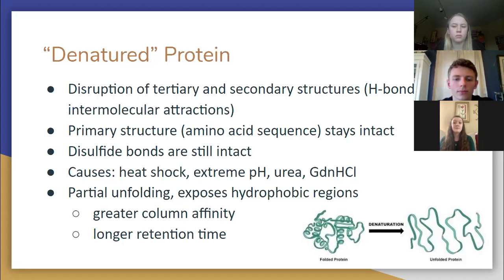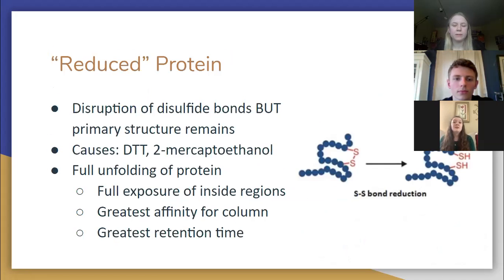The final protein we looked at is the reduced protein, which disrupts the disulfide bonds, but the primary structure remains intact. The cause of this is DTT and 2-mercaptoethanol.